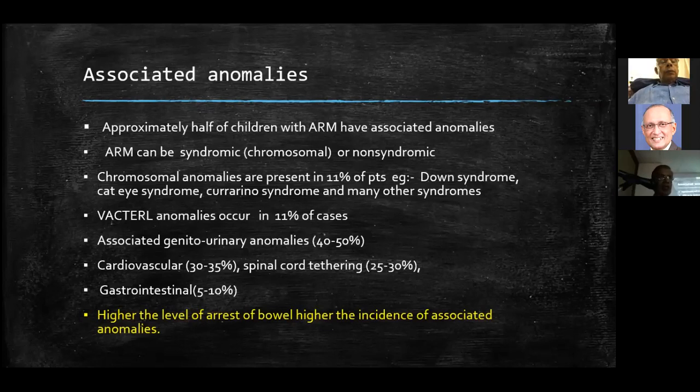T stands for tracheoesophageal fistula. E stands for esophageal atresia. R stands for renal anomalies. And L stands for limb anomalies. So if you expand on VACTERL anomalies, you can write a lot in your answer sheet. Associated genitourinary anomalies are seen in 40 to 50% of cases, cardiovascular in 30 to 35% of cases, and there can be spinal cord tethering, and gastrointestinal in 5 to 10%. So the higher the anomaly, the more chance of associated anomalies. That's the data.